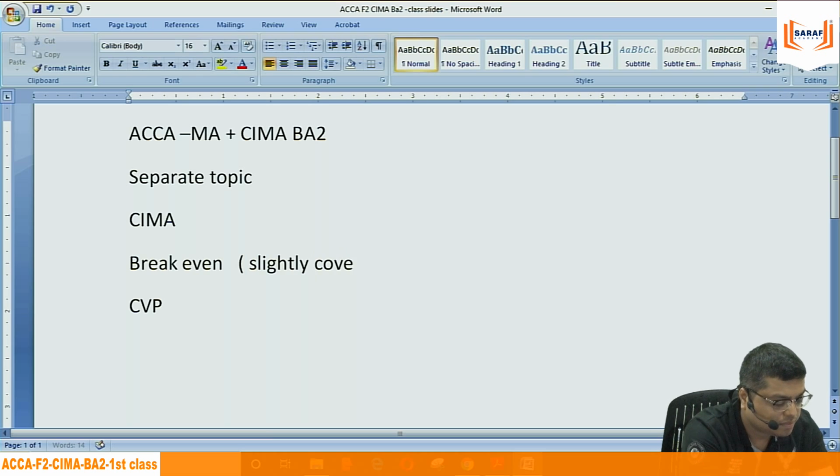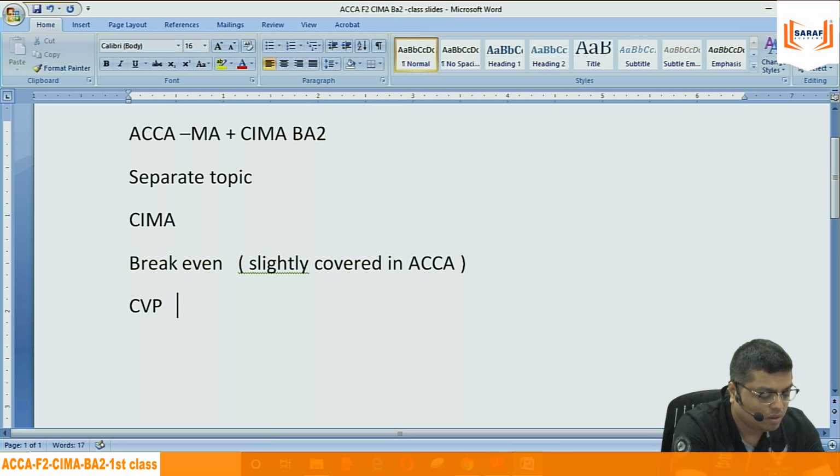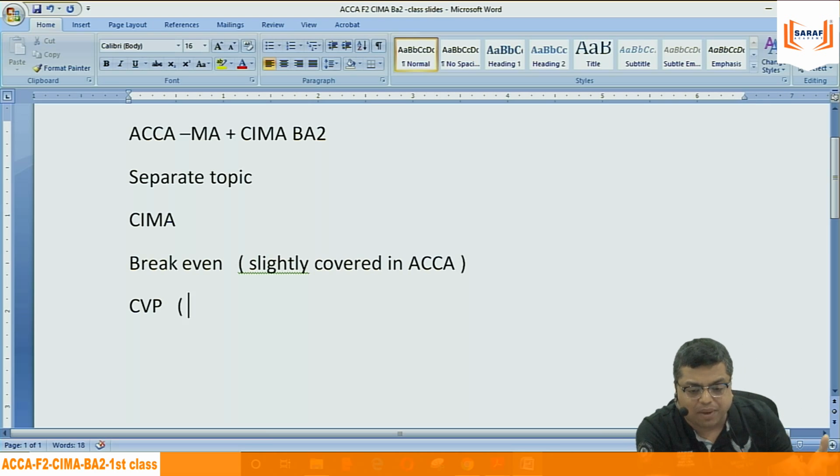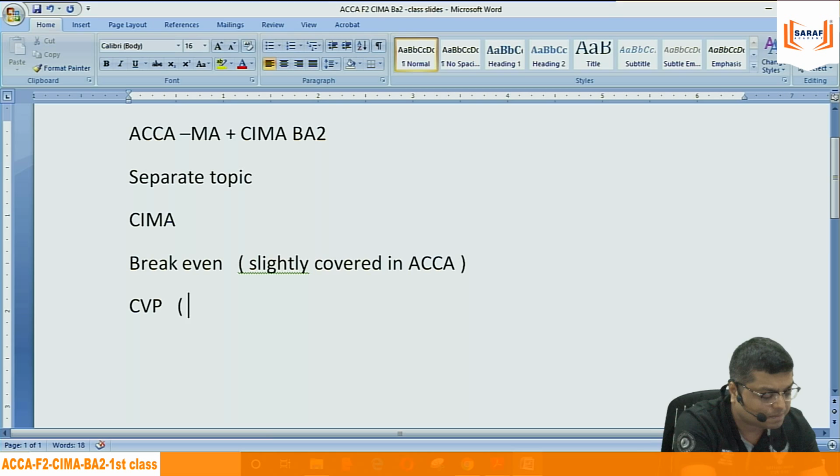As a type of cost behavior, they have covered this topic, but not in as much detail as in the ACCA syllabus.